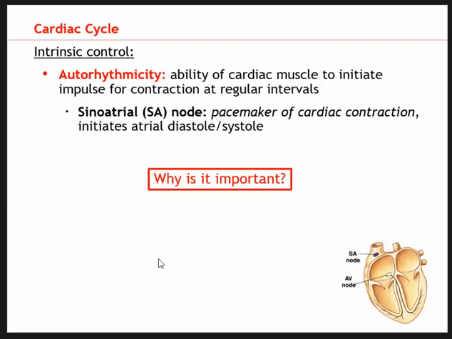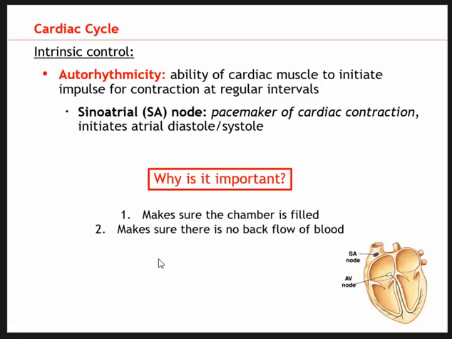So why is this important? Why does this node have to set the pace? Two reasons. It makes sure the chambers are filled first, so that all the chambers are filled before there's the impulse for the chambers to contract. It also makes sure there is no backflow. Basically it guarantees that the chambers will contract in a specific sequence so blood moves in the correct direction. The discharge rate of the SA node is about 60 to 80 times per minute.